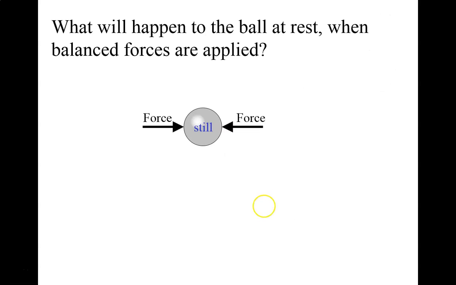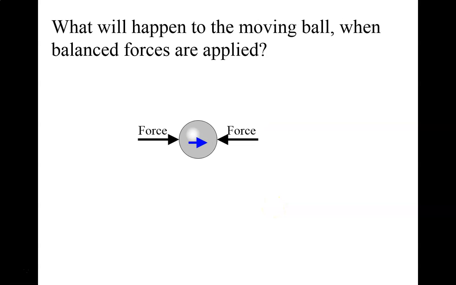Now, if we've got an object that has two balanced forces acting on it, and it starts out stationary, when I apply these two balanced forces, let's say there's 5 newtons to the right, 5 newtons to the left, what's going to happen to the motion of that object? Nothing. It takes an unbalanced force. Balanced forces do not change the motion of an object. It just keeps doing whatever it was doing. So if it was stationary, then it just stays stationary.